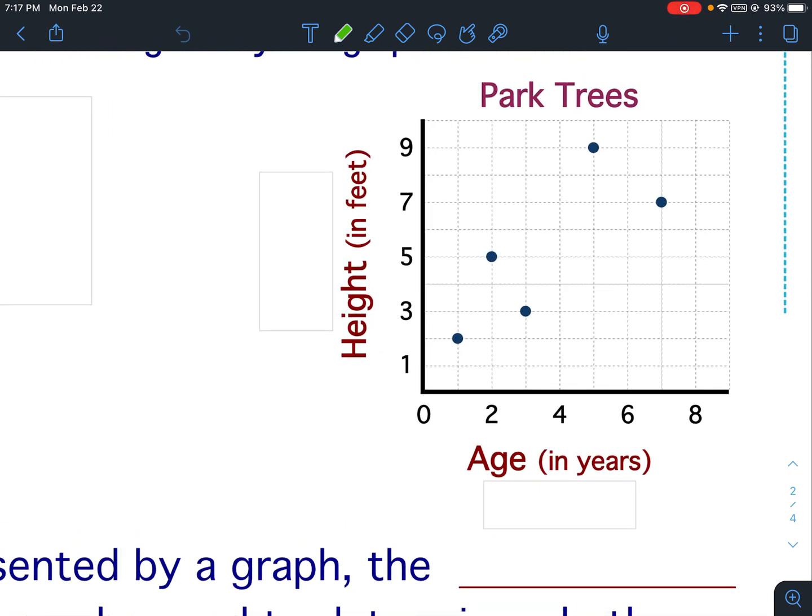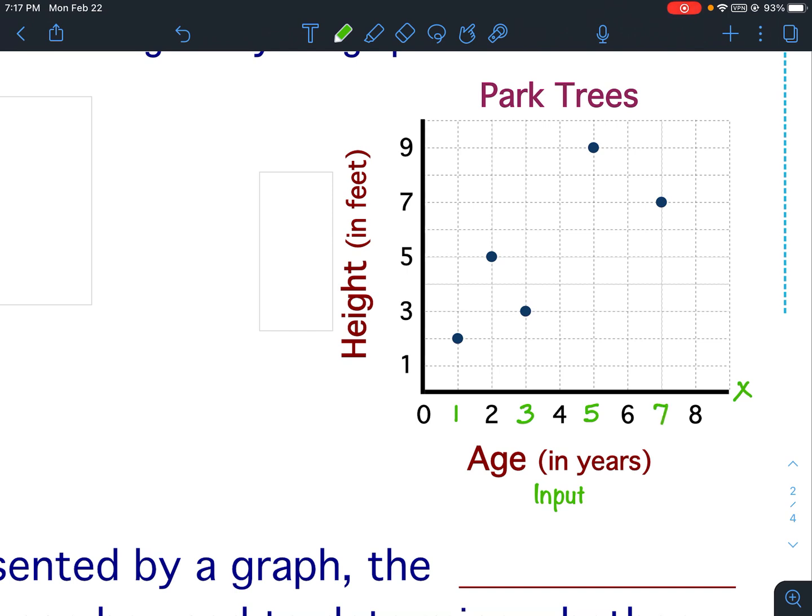Well, in order to do that, we need to understand what are my input values and what are my output values. Well, remember, your input are your x values, and this is the x-axis. So your age is your input. The age is the input. We're going to go ahead and write in the missing numbers. So this would be 1, 3, 5, and 7.